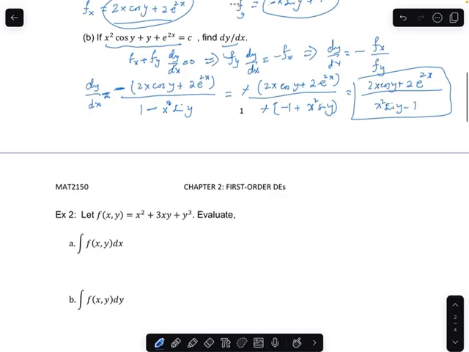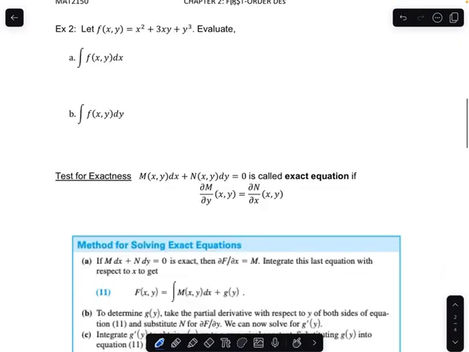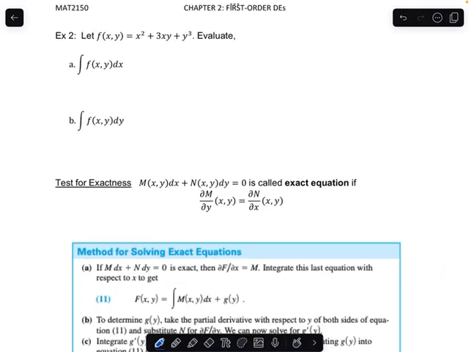Okay, now integration of a multivariable function. So when you have a function f of x and y, and you are integrating with respect to x, and this is why these differentials are important, because if we don't write the differential, then we don't know with respect to what variable we are integrating. So f of x, y, we are going to integrate this function with respect to x.